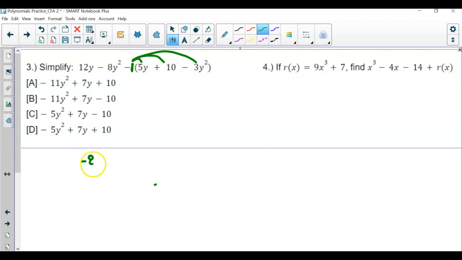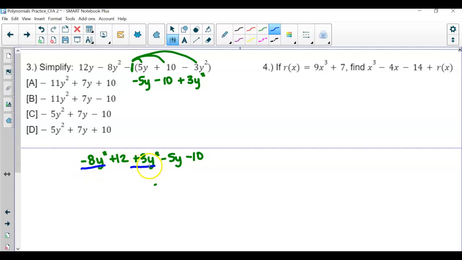So I've got -8y squared plus 12. Then distributing my negative, so now I've got -5y minus 10 plus 3y squared. So I've got plus 3y squared minus 5y minus 10. So now that I've gotten everything written in standard form, I can go ahead and start combining like terms. So -8 plus 3, because remember we distributed that negative, two negatives make a positive. You end up with -5y squared, not -11.